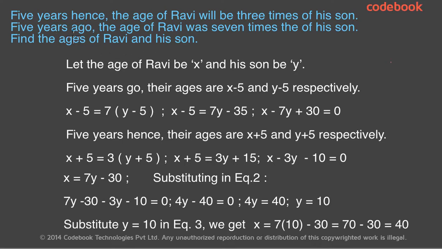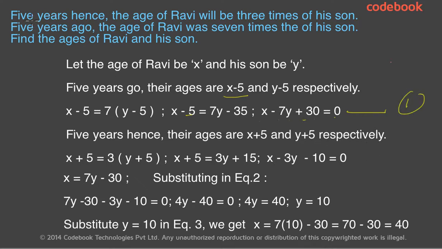And we have been given that 5 years ago, the age of Ravi was 7 times that of his son. So x minus 5, which is Ravi's age, is 7 times that of his son, which is y minus 5. So x minus 5 equal to 7 times (y minus 5), which is nothing but x minus 5 equal to 7y minus 35. So simplifying this, we have x minus 7y plus 30 equal to 0, because you bring the 7y minus 35 on the other side, it becomes minus 7y plus 35, and 35 minus 5 is 30. So x minus 7y plus 30 equal to 0. Let's call it equation 1.